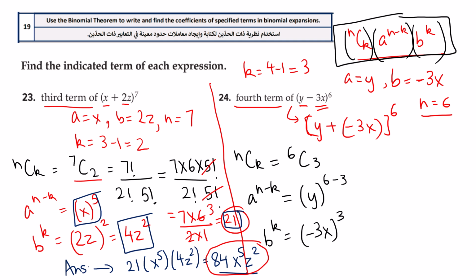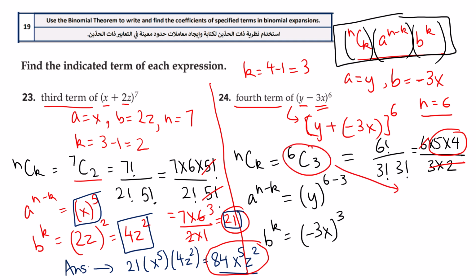So let's find one by one. 6 factorial over 3 factorial, 3 factorial. So open the 6 factorial: 6, 5, 4. Denominator is 3 with 2. Cancel 6 with this, so 5 4s are 20. The value of 6C3 comes out to be 20.